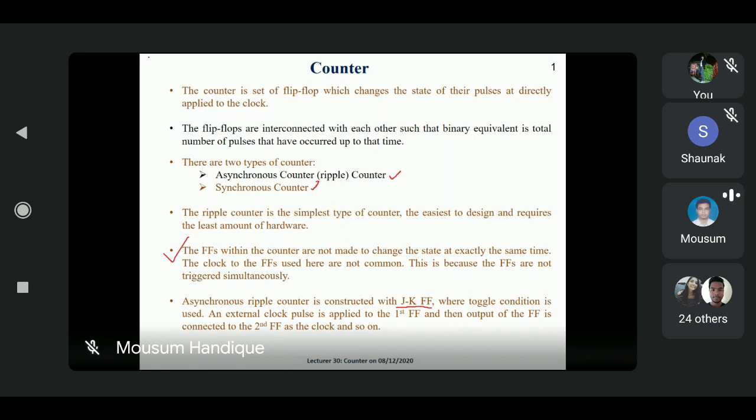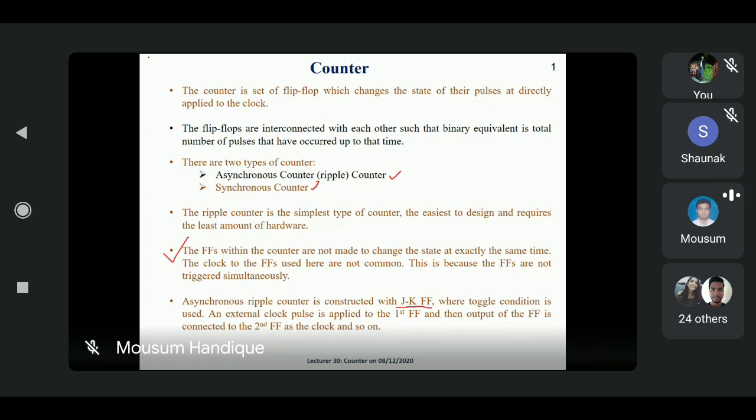And also see, when we are using the synchronous counter, because we are applying the same clock pulse to all the flip-flops, the propagation delay, or delay time, is less than in the asynchronous counter. It is a very basic and very popular question: what is the difference between asynchronous counter and synchronous counter? You remember this one. Okay, any doubt?